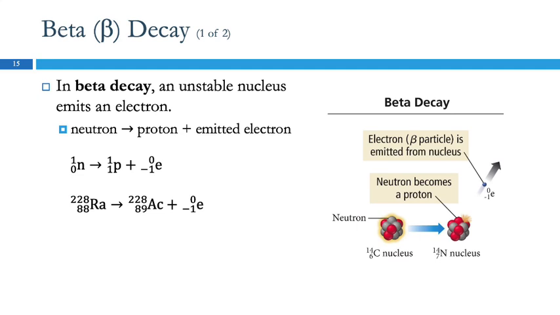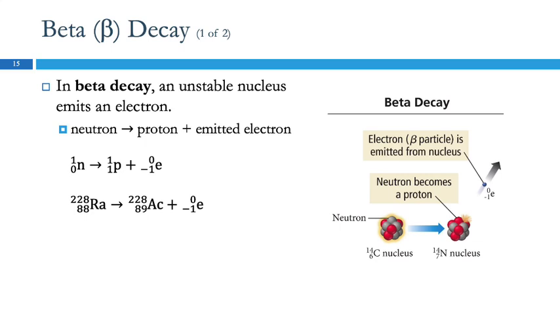The next one is beta decay. These are named for Greek letters, alpha, beta, A and B. In beta decay, we have an electron that's getting emitted from the nucleus. Are there electrons in the nucleus? No, there aren't. The electrons are outside the nucleus. So how can you have an electron come out of the nucleus?